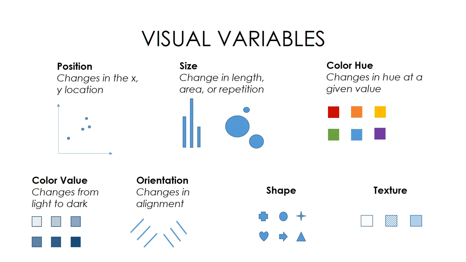Position, or changes in location, as on an X or Y axis. Size, like the length of bars on a bar graph, or the size of wedges in a pie chart. Color hue and color value, as you're likely to see on maps. Orientation, or slope. And then, I think, less frequently, shape and texture. Shape and texture may be used when color isn't an option, or when you're trying to represent several variables at once.